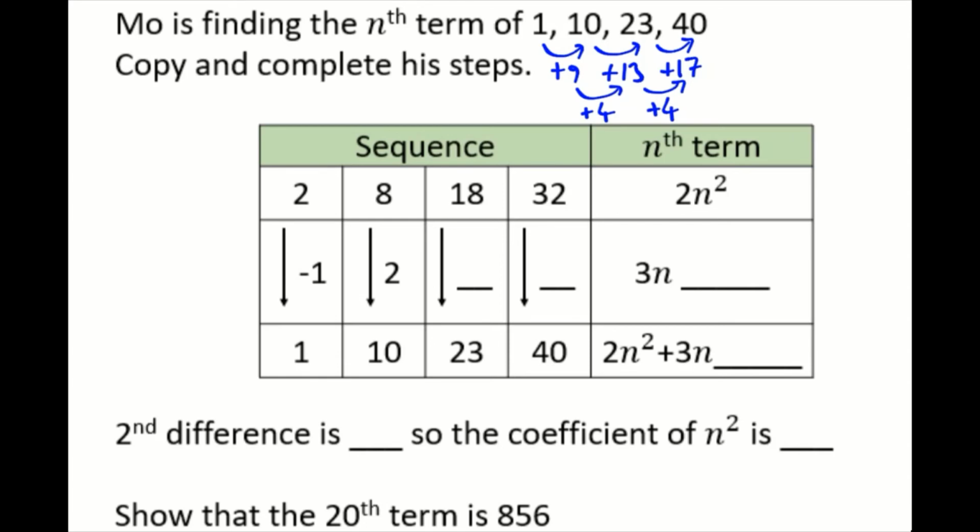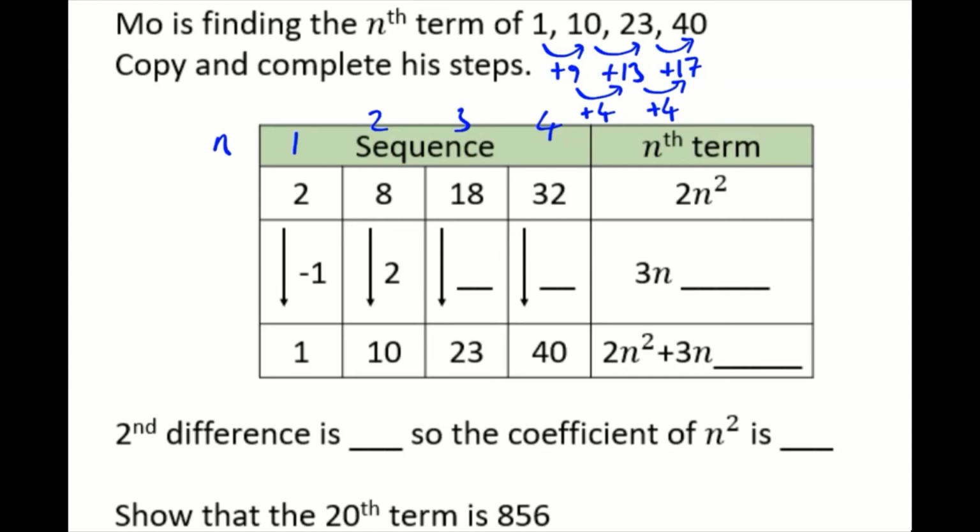Now the sequence 2n squared is just 2 times the square numbers, so if you remember that the n values would just be 1, 2, 3, 4. So 2n squared, well 1 squared is 1 times 2 is 2, 2 squared is 4 times 2 is 8, 3 squared is 9 times 2 is 18, 4 squared is 16 times 2 is 32. Remember BIDMAS, we do the squaring before we times by 2.